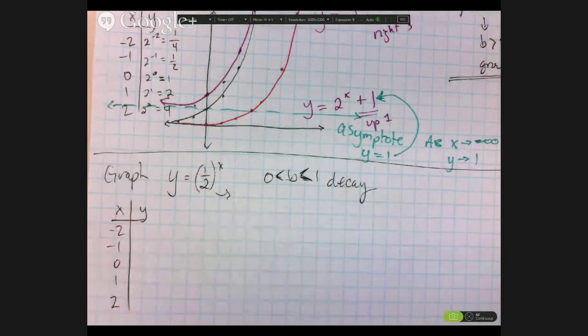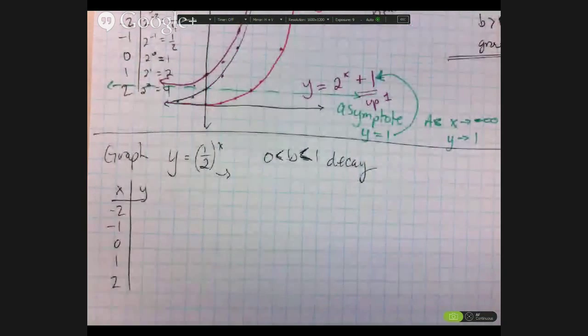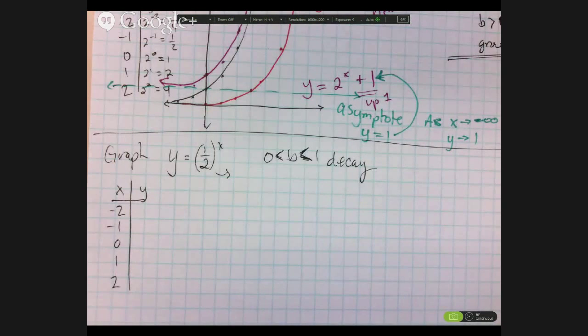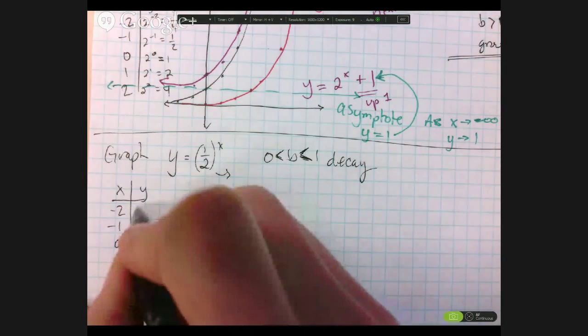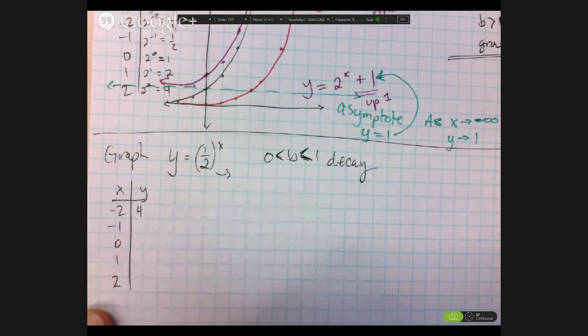Table of values again. What do we got? What's 1/2 to the -2? I hear 4. Yeah, it's 4. Thanks for that.